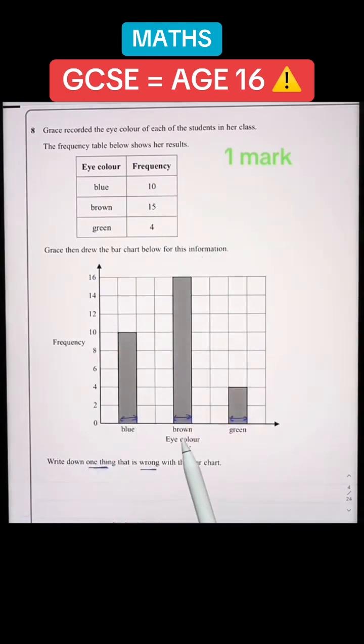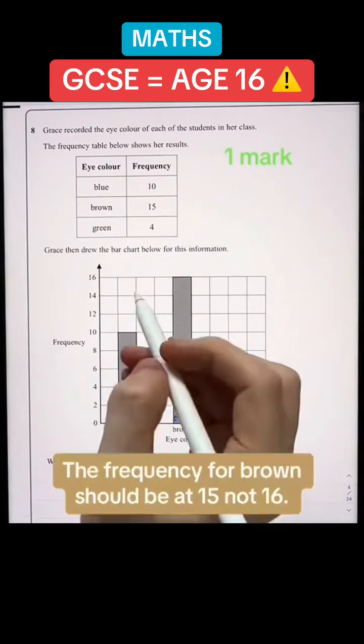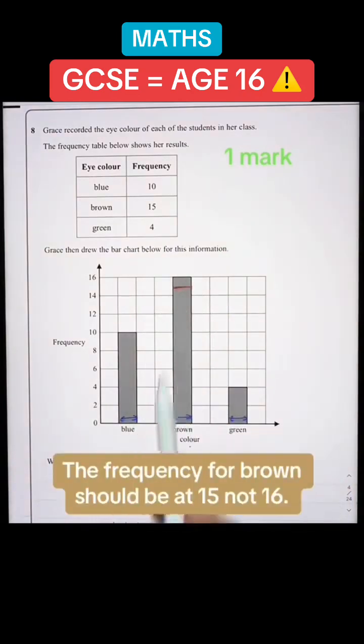Now looking at each of the bars, well, the first bar for blue should be 10. Is that correct, which it is? The second bar for brown should go up to 15. Well, here it doesn't. It goes up to 16. The bar for brown should have been drawn at 15 and not 16.